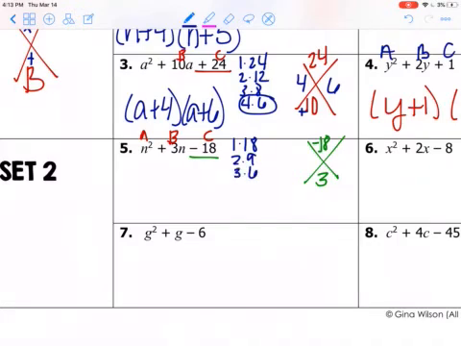Now none of those added up together are going to give us 3. So then we need to think about what can be added or subtracted. So if I subtract 3 and 6, I would get 3. And one of those needs to be negative because I have a negative 18. So when I multiply them, I get a negative, and when I add them, I get a positive. So that would mean my 3 has to be negative.